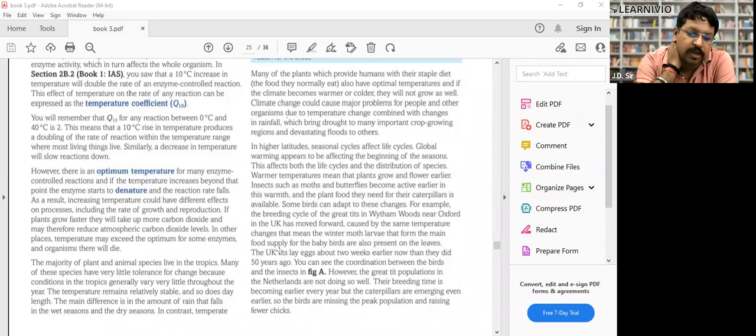So temperature not only affects global warming and all that, it also affects the reproduction phenomenon in some of the animals. It affects the life cycle of some of the animals. It affects the cropping season of plants, right? So it affects lots of things.